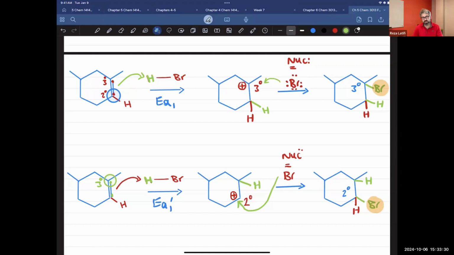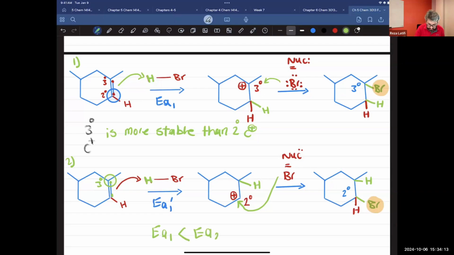I have a tertiary versus a secondary. Tertiary is more stable. So I'm going to say a tertiary carbocation is more stable than a secondary carbocation, because the intermediate will be more stable. The intermediate for the first reaction is more stable. So I'm going to say the activation energy for the first reaction is going to be less than the activation energy of the second reaction.